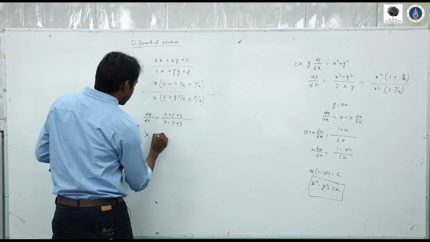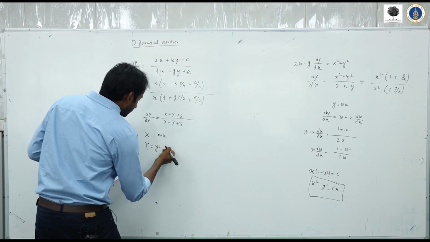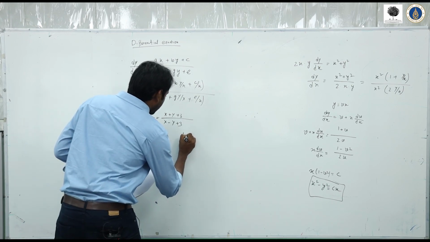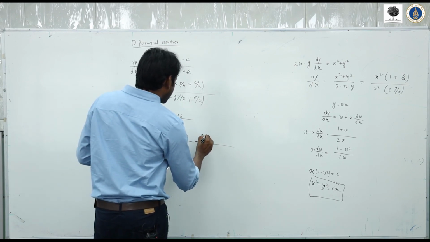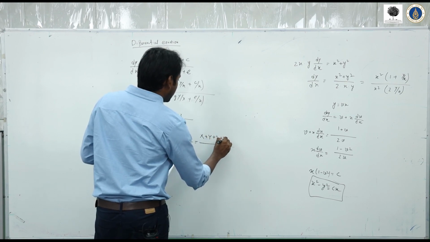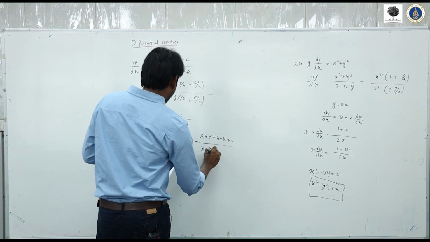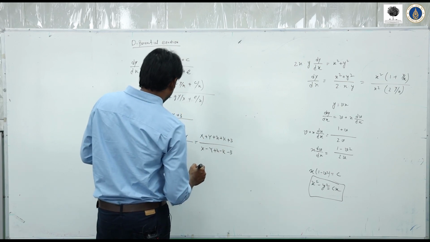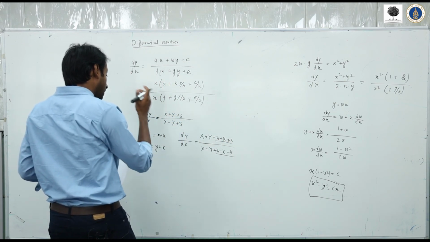So I write it small x, and capital Y is small y plus maybe k. So you put it here. So your dY by dX is going to be x plus y plus h plus k plus 3 over x minus y plus h minus k minus 5. So now if you make these two equations to be 0, then you can have a homogeneous equation.